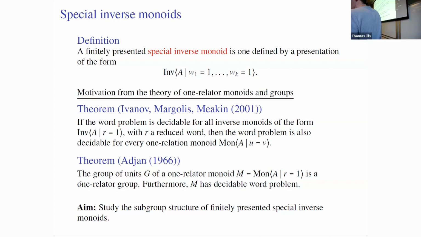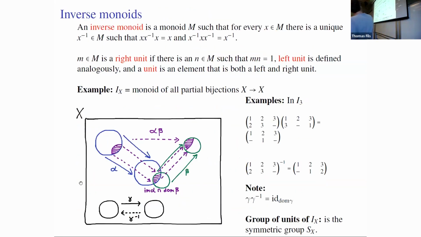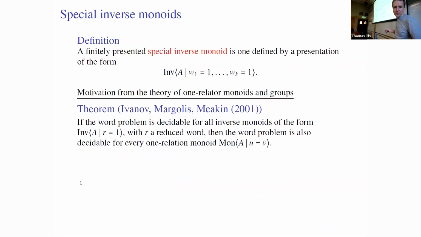And the hope was, well, let's try to do something similar for these guys, because Adyan did it via subgroups. In fact, I defined something on a previous slide that I didn't even say: by a right unit, I mean something that you can right multiply and get 1, and a left unit you can left multiply and get 1, and a unit has both of them. So units are something that's genuinely invertible inside the monoid, and they form a subgroup.